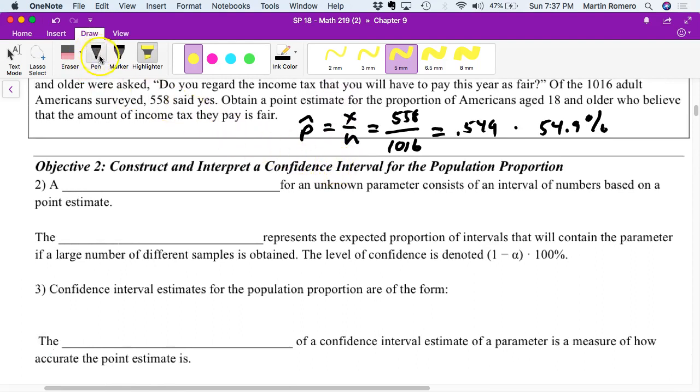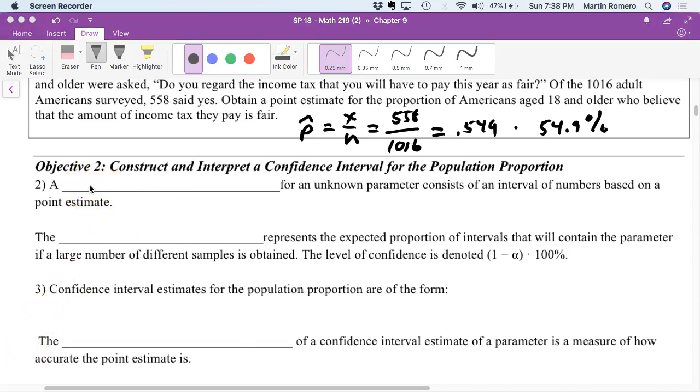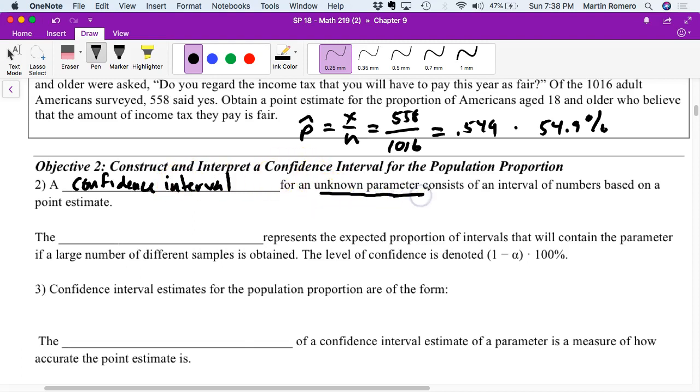And so in this case here, our first definition goes into the empty line right here, and the term is, and I already said it, confidence interval. And again, it's not a complex idea. It's just we start to hear these words and it gets complex. A confidence interval for an unknown parameter, for some value in the population we don't know, consists of an interval of numbers based on a point estimate. So you give some point estimate, and then I think the real answer is between something and something, with the point estimate being in the middle.